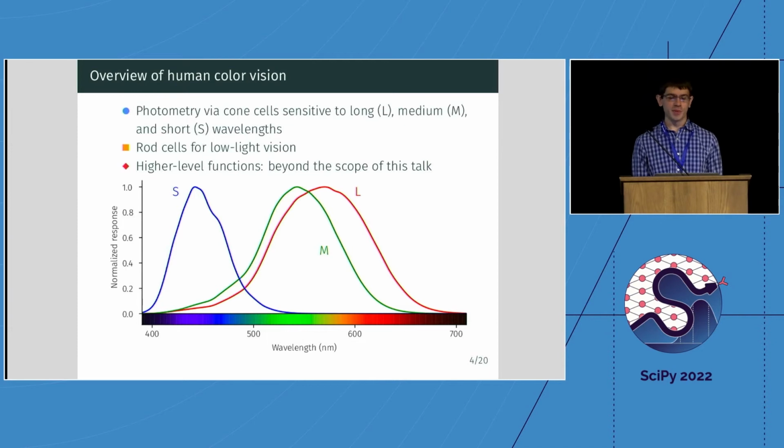From a physics perspective, human color vision is photometry via cone cells sensitive to long, medium, and short wavelengths. The spectral response is shown in the figure. Essentially, you take this spectral response and use it to integrate your incoming light, so if it's either an emissive spectrum or the combination of an illuminant spectrum and a reflectance spectrum. Human eyes also have rod cells that are used for low light vision, but these are not color sensitive, so they will not be discussed here. There are also lots of higher level functions, such as opponent color processes, that are beyond the scope of this talk, as are the biochemistry aspects of how the cone cells detect light.